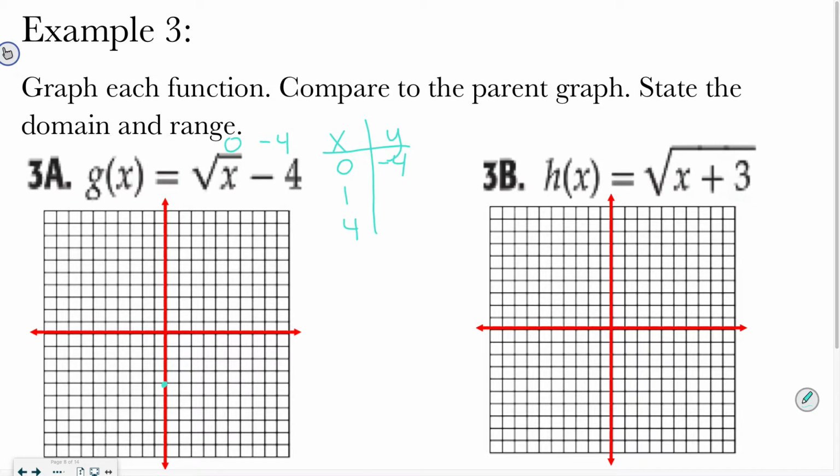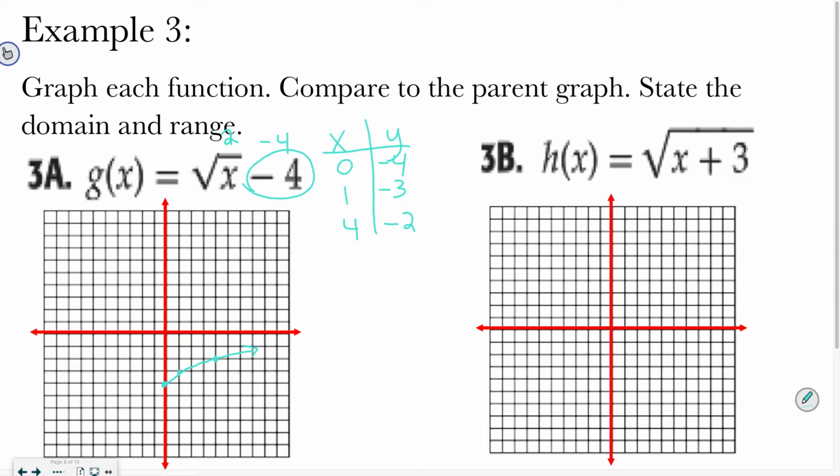Then if I do a 1, the square root of 1 is 1. 1 minus 4 is -3. Then if I do a square root of 4, I get 2. 2 minus 4 is -2. So then 4, -2. So you can see that my graph looks like that. All that happened was this -4, just like before in the last chapter, it moves the whole graph down 4 units.